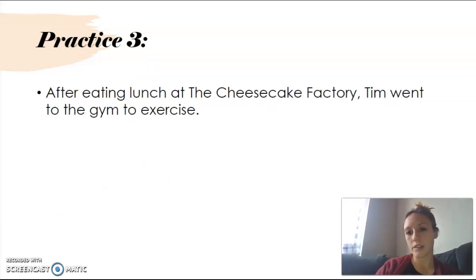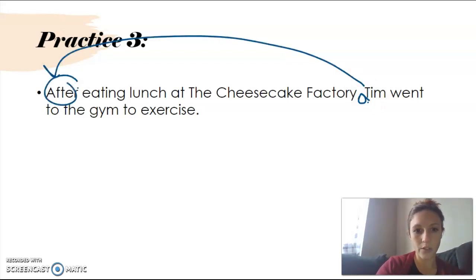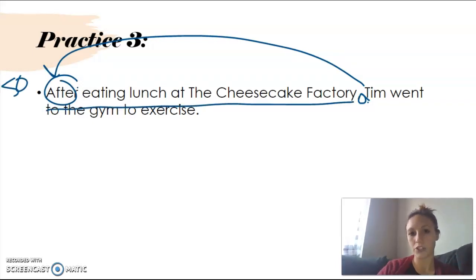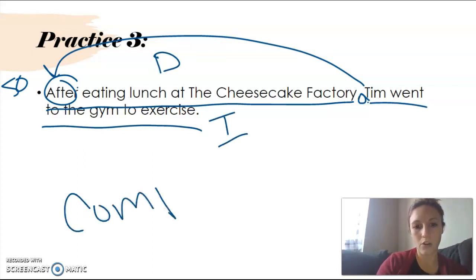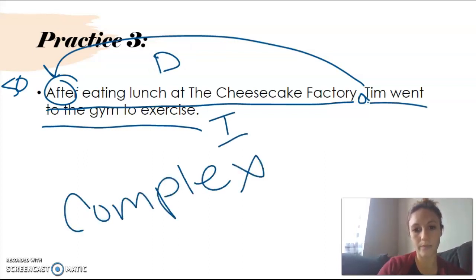After eating lunch at the Cheesecake Factory, Tim went to the gym to exercise. Okay, so first I see a comma, and there's no conjunction. However, I know that my conjunction is in the front, which is after, and this is a subordinating conjunction. Okay, so after eating lunch at the Cheesecake Factory, that is my dependent clause. Tim went to the gym to exercise. That's my independent clause. So this has to be a complex sentence.